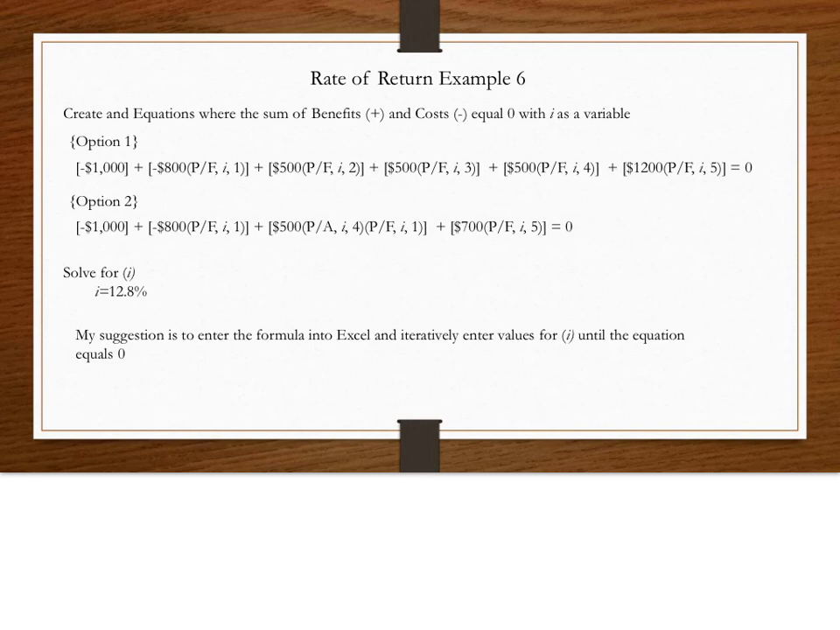For option 2, we again take the $1,000 capital cost, no need to convert it, and we also do the $800 future worth at year 1. But for this option, we create a $500 annual series from years 2 through 5. That's why you see the number 4 here in the number of years part of the notation, because it is an annual series through 4 years, years 2, 3, 4, and 5.